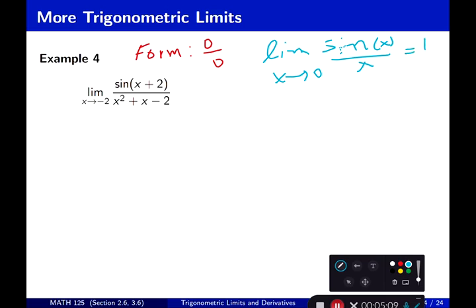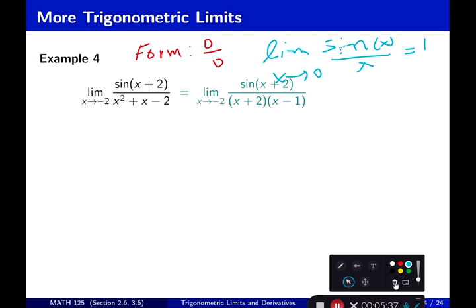And it doesn't quite look like it as I'm looking at it, but maybe it does. There's a sine of x plus 2. What if x plus 2 is a factor of the denominator? Can it be? Yes, it can, because the denominator is a quadratic and it becomes 0 when you plug in x equal to -2. So what do we do? Factor the denominator.